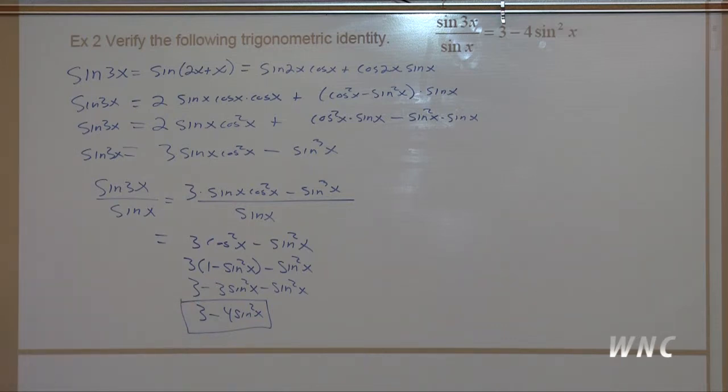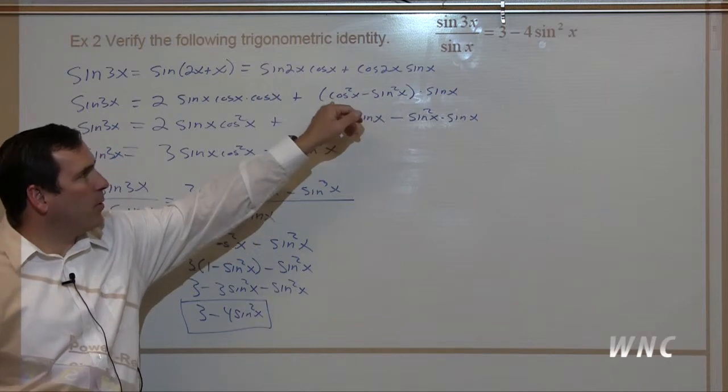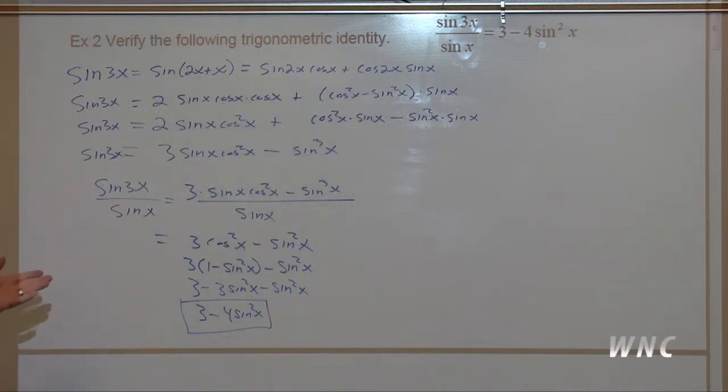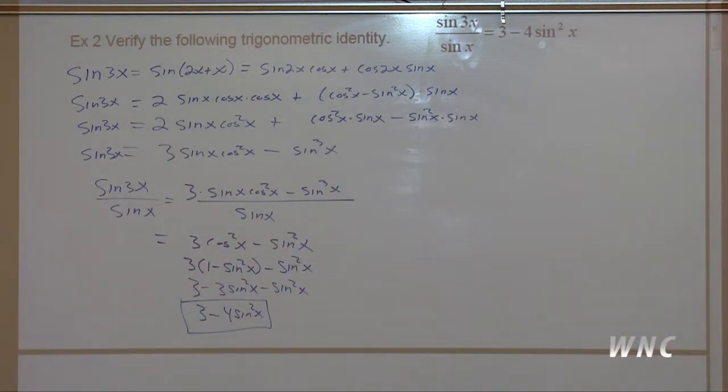Now I tend to wonder, what if instead of doing cosine squared x minus sine squared x, I did 1 minus 2 sine squared x? That may have been another choice we could have pursued. Had it all in terms of sines. But there we go. Okay, feel free to pause there.